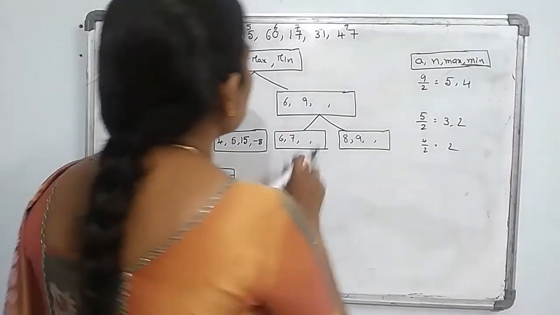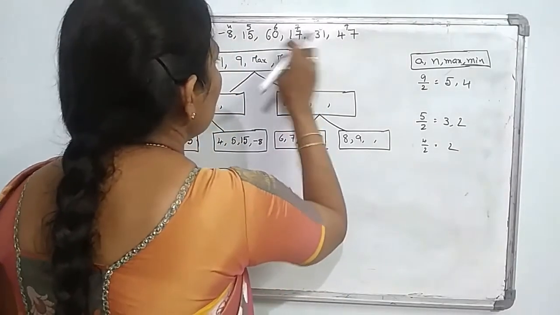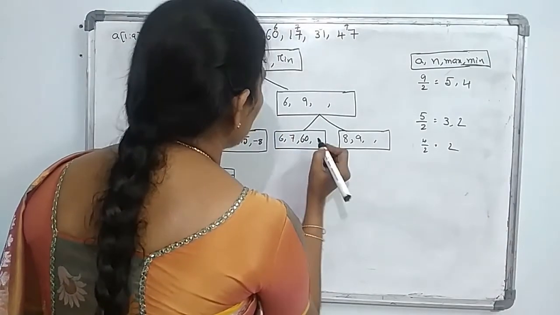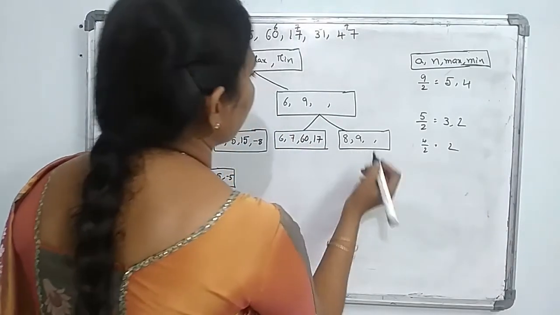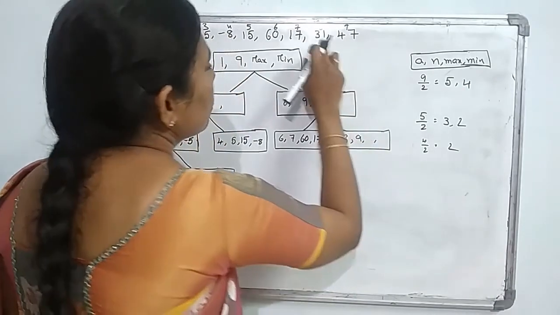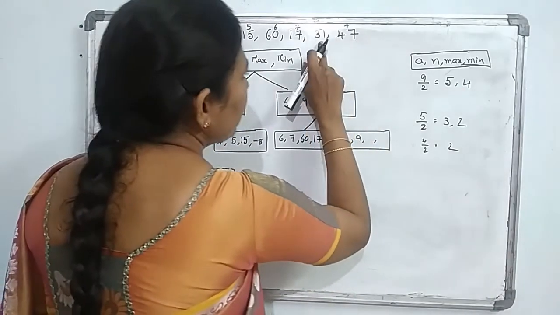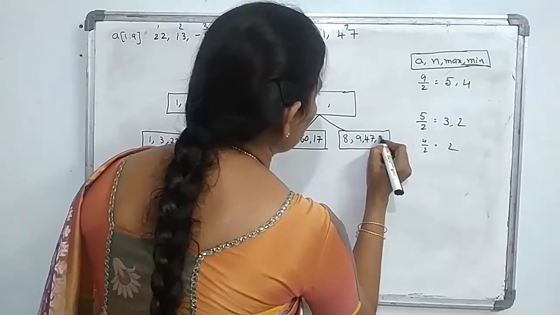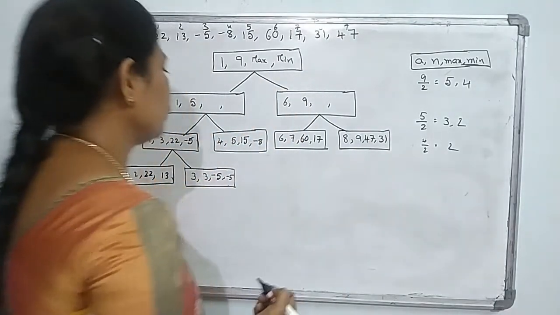If I take 6 and 7, the values are 60 and 17. 60 is greater than 17, so 60 is the maximum element and 17 is the minimum element. And for 8, 9, the values are 31 and 47. 31 is less than 47, so 47 is the maximum element and 31 is the minimum element.